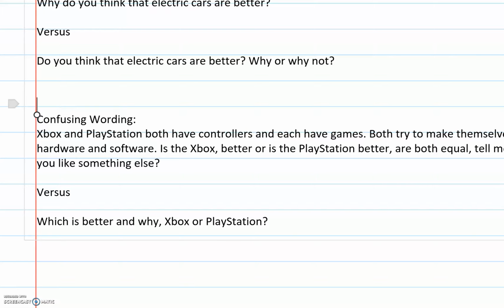Simplify your questions. Make them short, make them to the point, and do not write any more information than you have to. Give only the basics of your question, and then your reader or the surveyor or the person you're asking, they will answer all those things about. They both have controllers, or maybe even one of the people you ask says, well, I like the controller of one better than the other, or I like the games that one has better than the other.